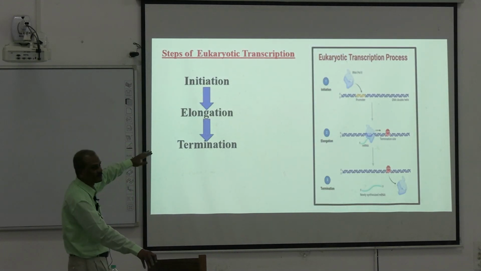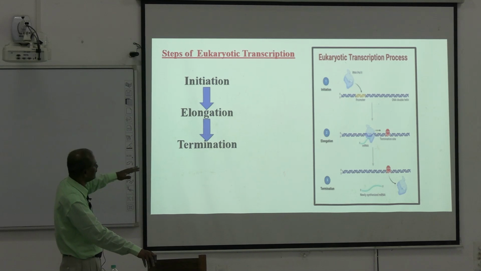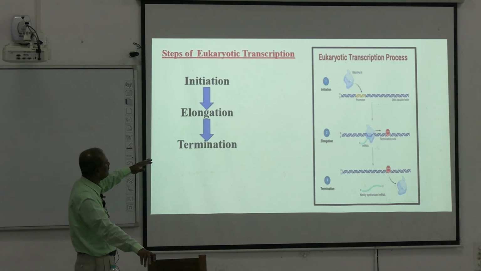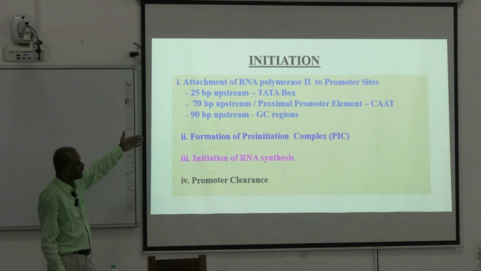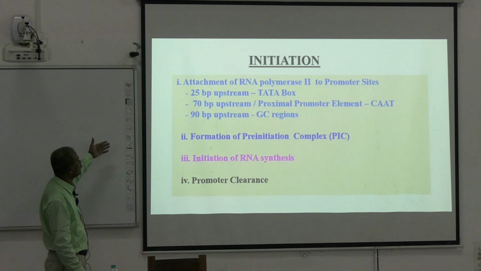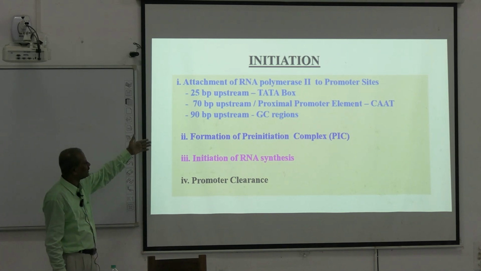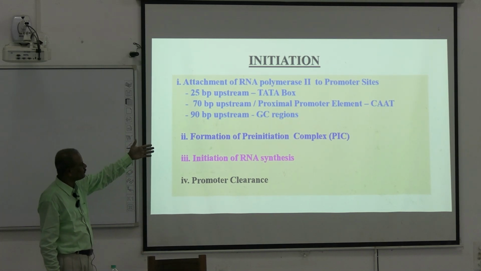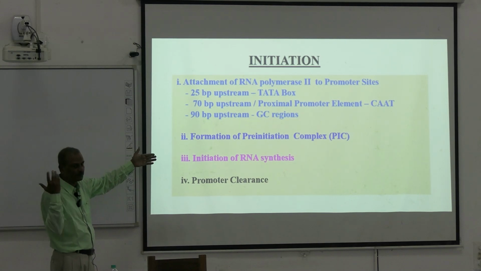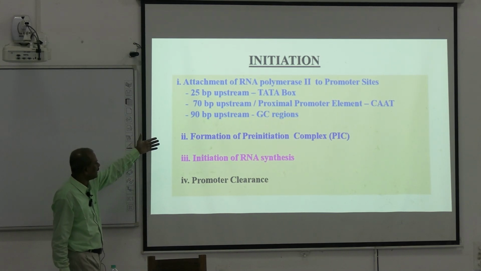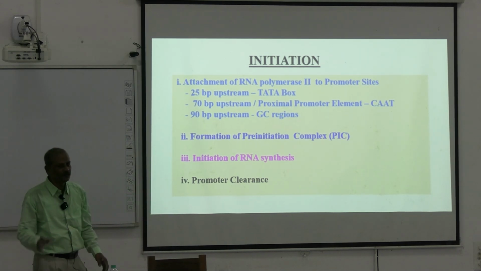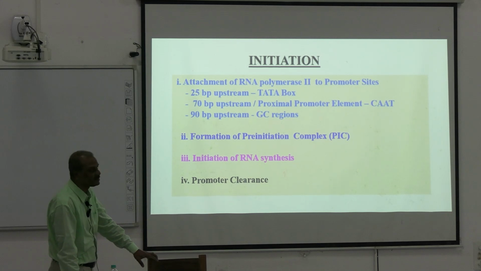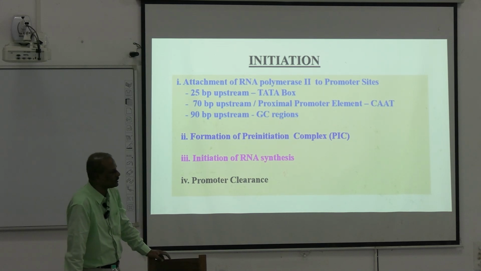So this is basically 3 steps as I told: initiation, elongation and termination. This I told you, again just a revision, recapitulation. So 25 base pairs upstream is the TATA box, 70 base pairs upstream is the CAAT box or proximal promoter element, there is a distal promoter element also. Beyond 90 base pairs upstream, there is the GC region, then formation of the pre-initiation complex, then initiation of RNA synthesis, then promoter clearance will be there. So that is basically initiation.